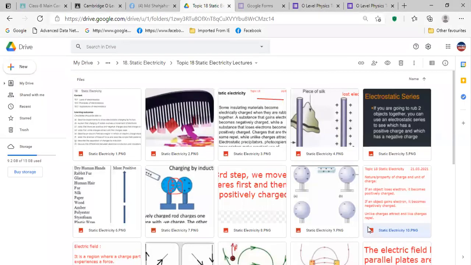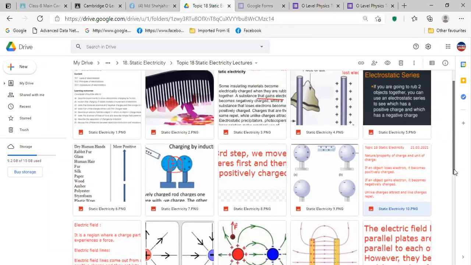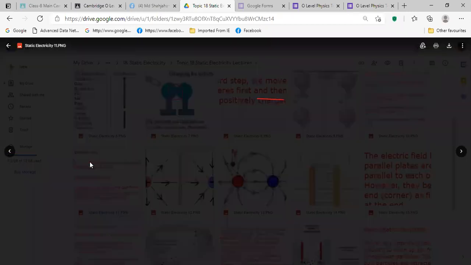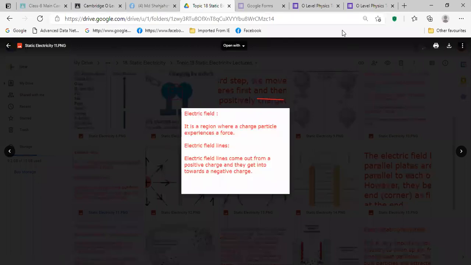Okay, now after this we have electric field. Like the magnetic field one, we have also electric field. Similar idea. Yeah, Lamisa, read here.